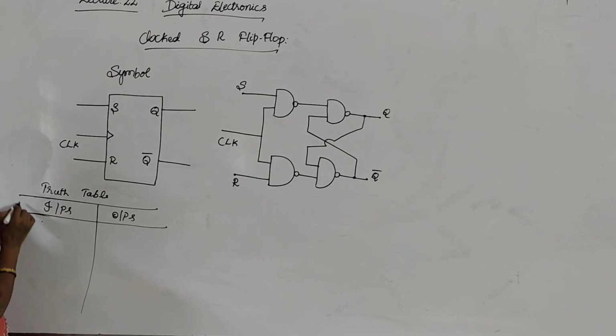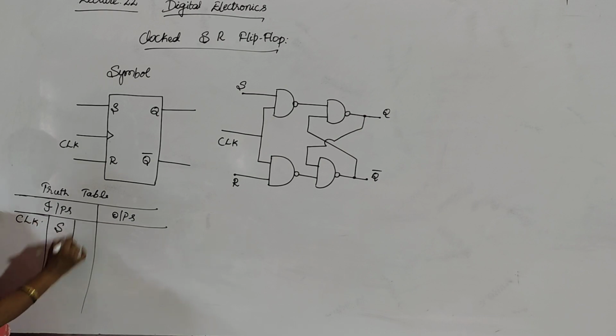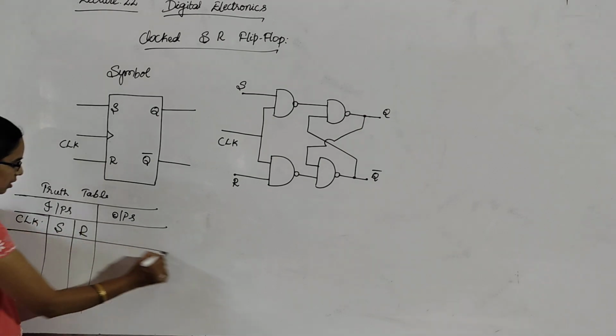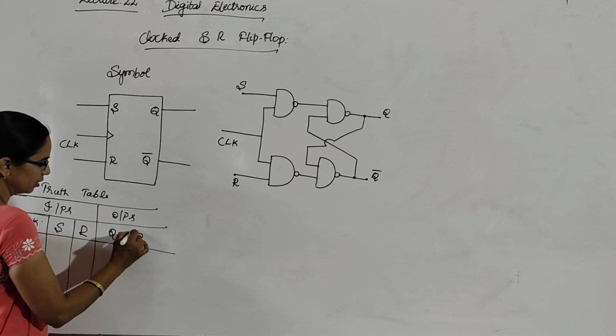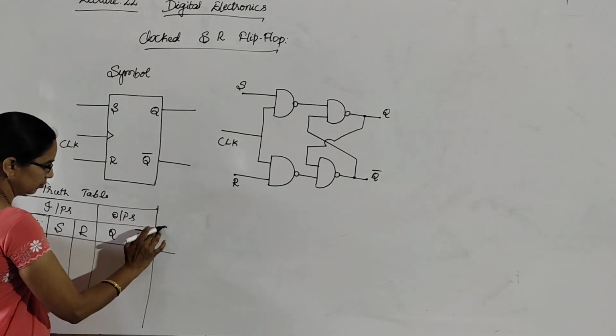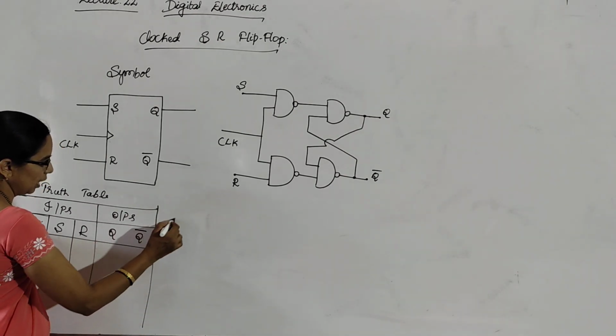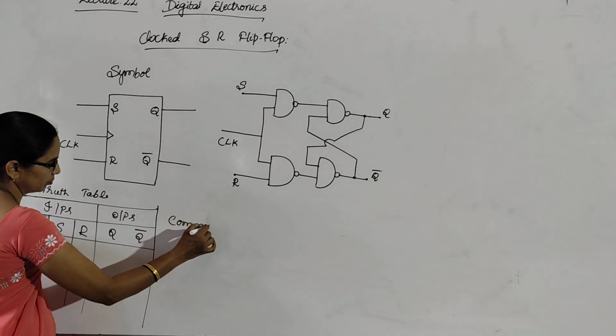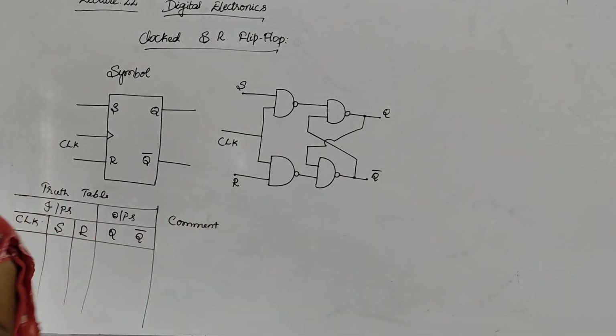What are the three inputs now? Clock, S and R. Outputs are Q and Q bar. And comment. Let me verify whether it is visible or not. The truth table is visible. Yes, it is visible.